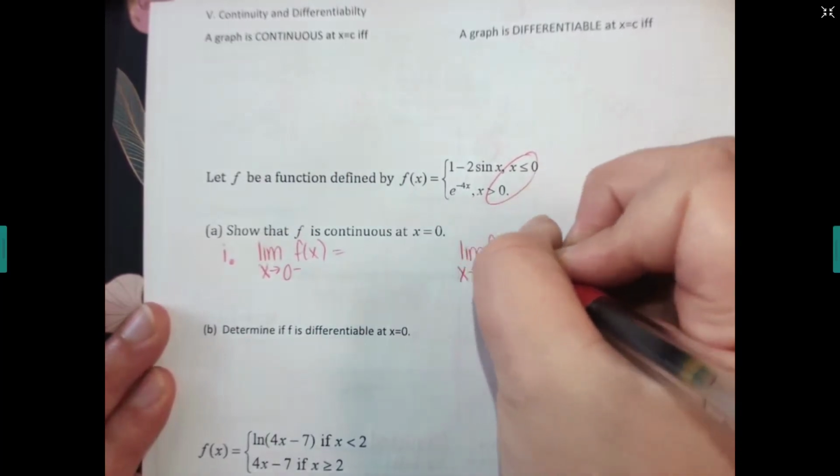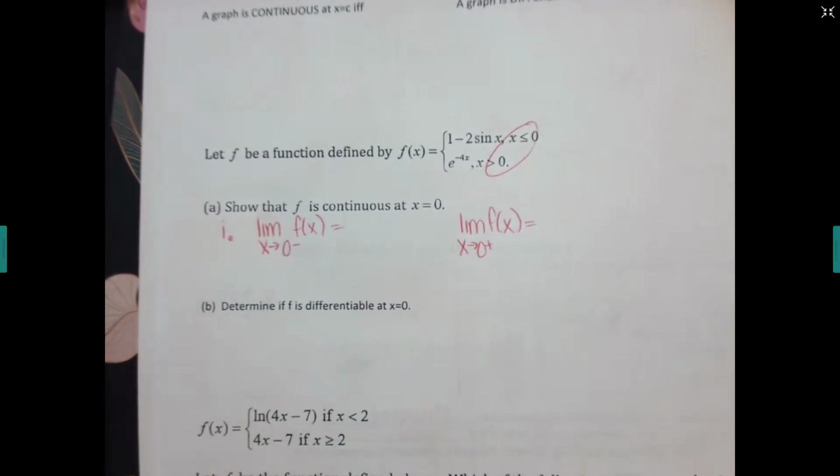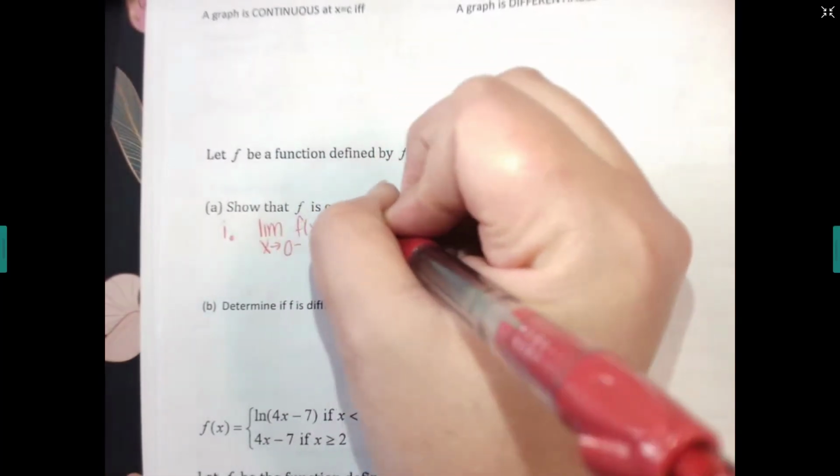Then I'm going to check it from the right second. Okay, and these have to match. Now, if you remember, approaching 0 from the left means you're going to use the x less than 0 piece. So I would plug in my 0 right here, and I would have 1 minus 2 sine 0. Write that down. 1 minus 2 sine 0.